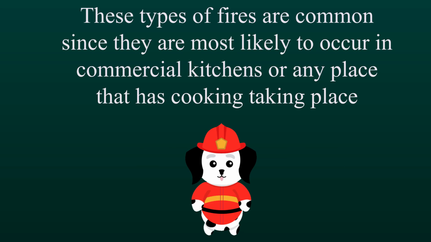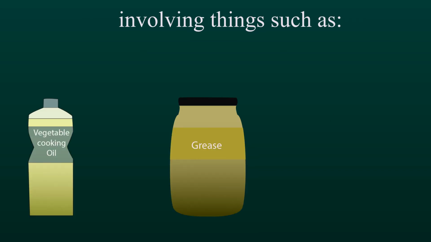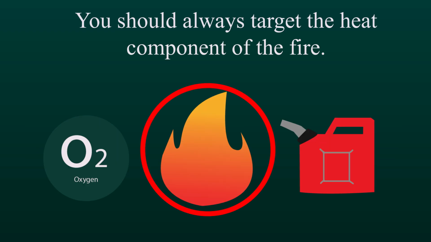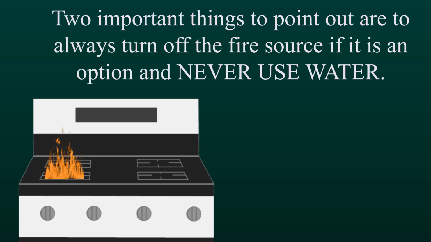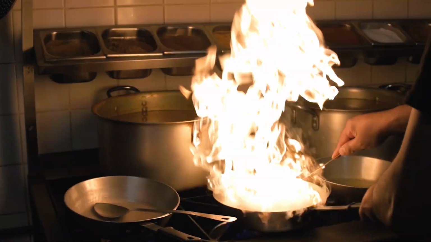These types of fires are common since they are most likely to occur in commercial kitchens or any place that has cooking taking place involving things such as cooking oils, grease, or animal fats. You should always target the heat component of the fire. Two important things to point out are to always turn off the fire source if it is an option and never use water. There are different methods to deal with Class K fires depending on its size.